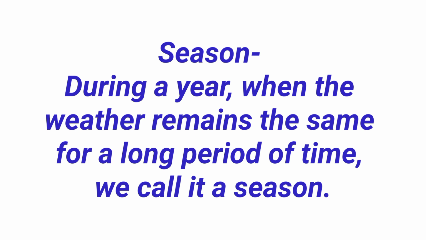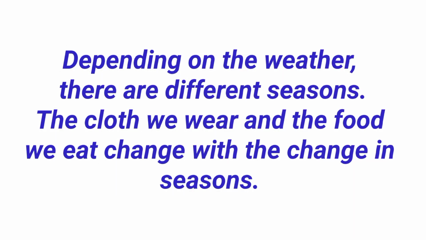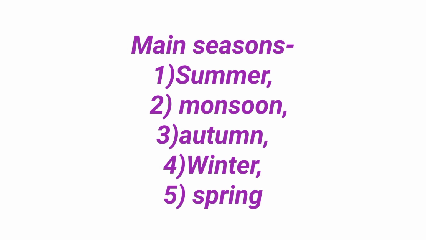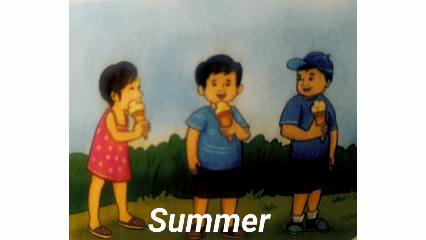What are seasons? Depending on the weather, there are different seasons. The clothes we wear and the food we eat change with the change in seasons. Summer, monsoon, autumn, winter and spring are the 5 main seasons. We see the information about seasons. First, summer season. Summer is the hottest time of the year. In this season, we wear cotton clothes. We eat ice cream and drink cold beverages.